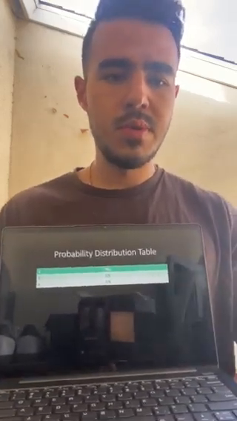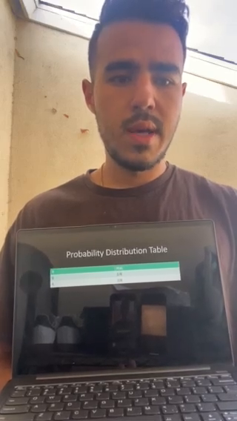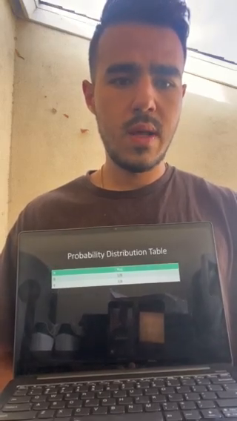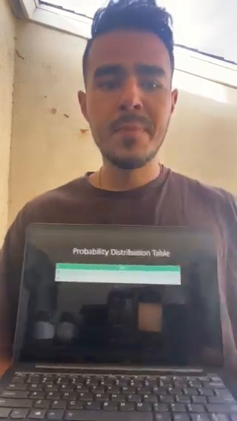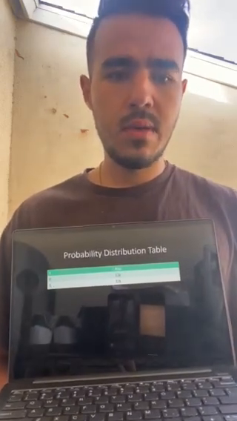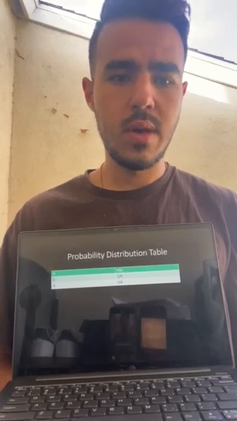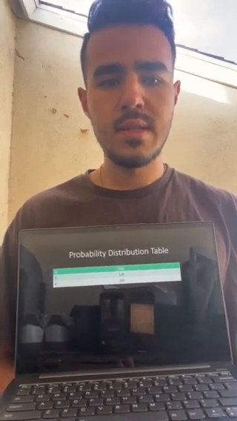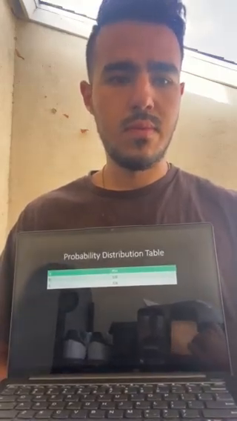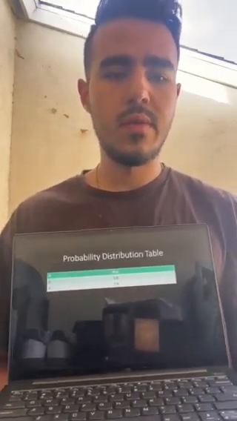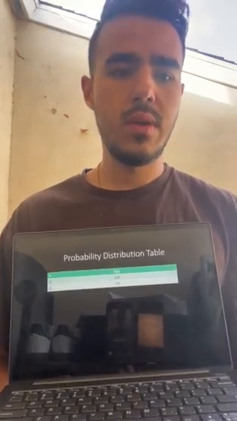Probability distribution table. Here's a probability distribution table for the random variable x. The table shows the possible values of x and their corresponding probabilities. X can be 0 with the probability of 1 over 8, which corresponds to the outcome of getting no heads, which means tail, tail, tail. X can also be 4 with a probability of 7 over 8, which corresponds to all the outcomes with at least one head.